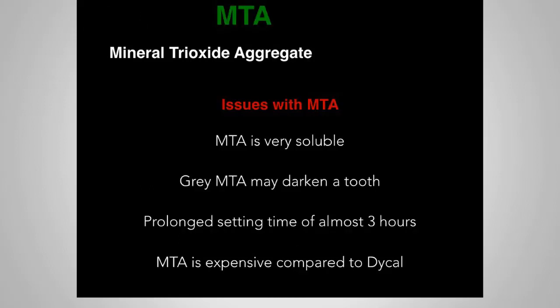There are some issues with MTA because it also is very soluble. At the beginning, there was gray MTA, which would make some teeth look dark. That's now pretty much been taken care of because you can get a white MTA, but it takes forever to set. This was the thing. You couldn't restore the tooth quickly. In many cases, you would place a temporary and then have to come back for another visit. And compared to calcium hydroxide, MTA was quite expensive. That was the big thing about it. What are we going to do with that?